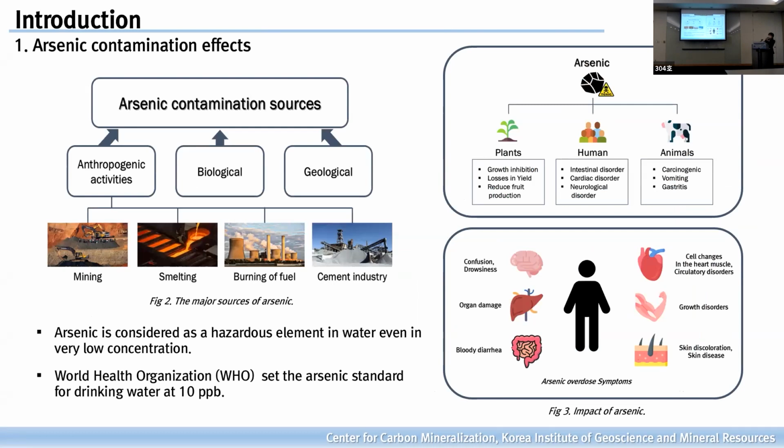talking about the arsenic contamination effects. As you can see on this slide, arsenic is considered a hazardous element in water, even at very low concentration. For example, the World Health Organization, known as the WHO, set the arsenic standard for drinking water at only 10 ppb. Among industrial areas, the discharge limit of arsenic into wastewater is set at 100 ppb. So it means removal of arsenic is very essential in industrial areas.